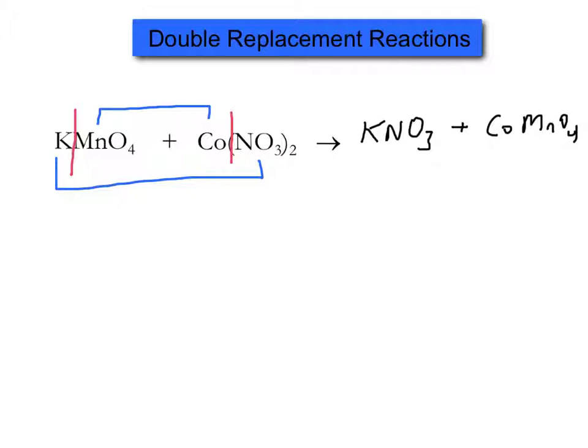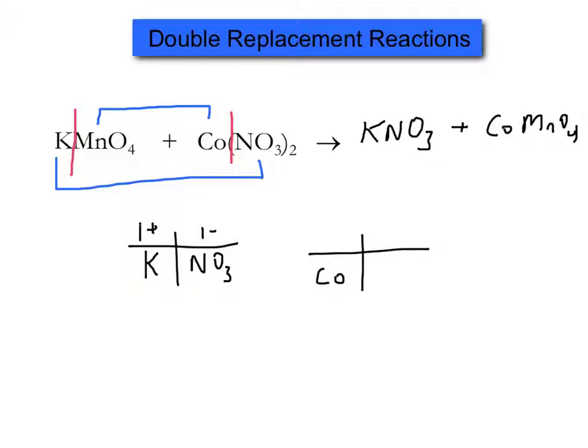So let's do some T-charts. For KNO3, we have charges of 1 plus and 1 minus, so there will not be any subscripts needed to be added. In cobalt, we have to figure out what the charge is by looking at our original compound. And since nitrate has a charge of -1, and there are 2 of those in the formula, that means cobalt must have a charge of 2 plus in order for the charges to have been balanced.